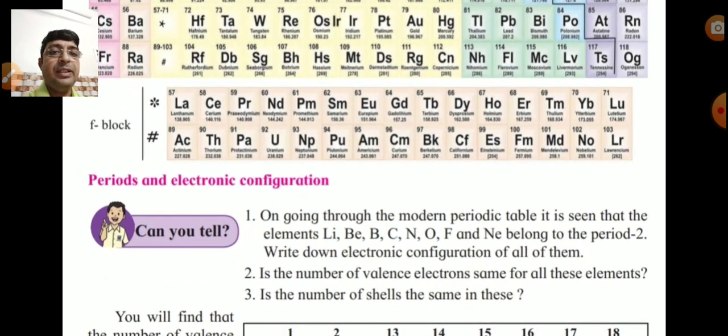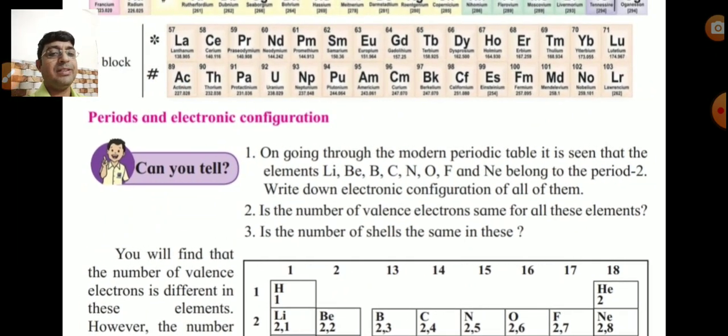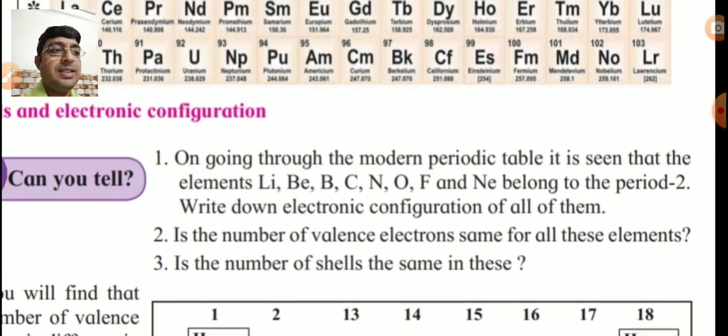Second point, periods and electronic configuration. Again some questions are given for us. Can you tell? On going through the modern periodic table, it is seen that the elements lithium, beryllium, boron, carbon, nitrogen, oxygen, fluorine and neon belong to period 2. Write down the electronic configuration of all of them. And then afterward we are confirming the answers of question number 2 and 3.